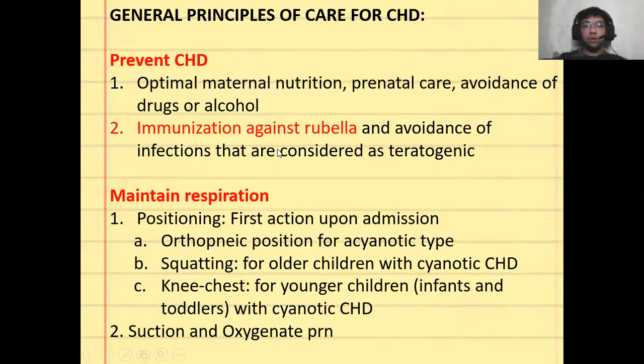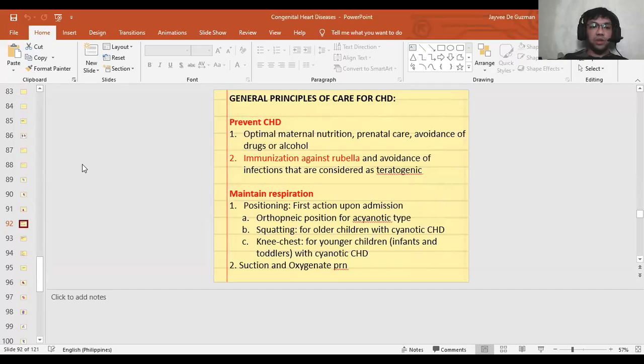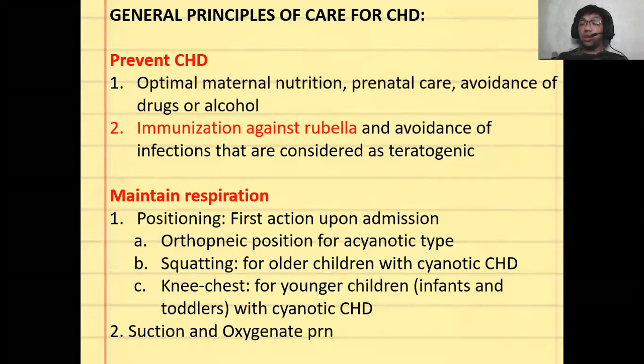So now we go to the general principles of caring for patients who have congenital heart defects to prevent CHDs from occurring. Of course, number one, mothers need optimal nutrition. They need to have prenatal care and avoid drugs or any alcohol. And immunization against rubella and avoidance of infections that are considered as teratogenic.